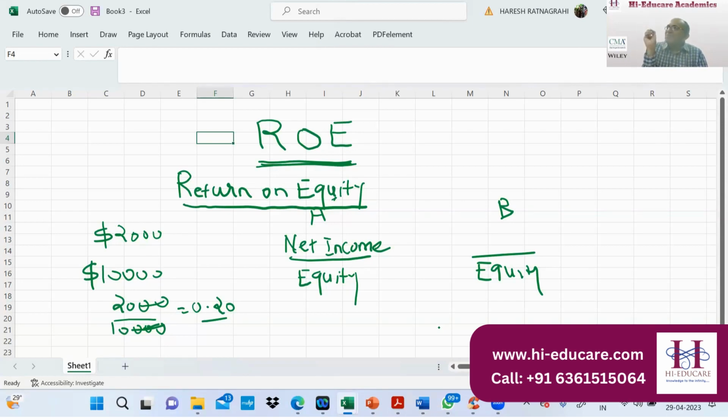Centage means 100. Percentage, basically people sometimes don't understand. Percentage means every $100 how much you are earning, right? So when I'm converting into percentage, I'll be multiplying by 100 actually. 0.2 into 100, right? So every $100, percentage means 100, right? So every $100 you are earning 20 percentage. So basically people understand this language.